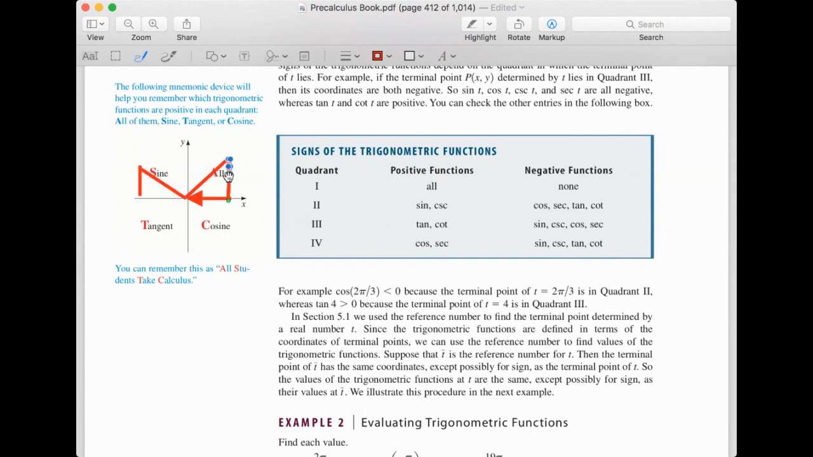Okay, I want to leave those words. See, in the first quadrant, I wrote all. Oh, let me actually pull this further. All sine. I'll explain what that means. All sine, tangent, cosine. Actually, let me make this longer.